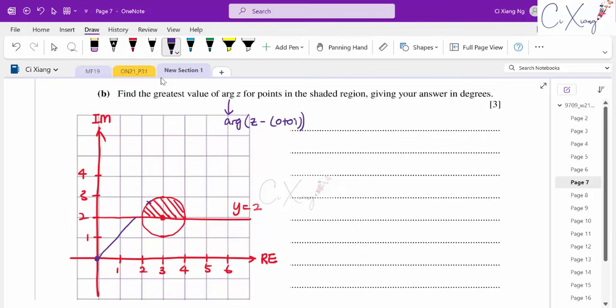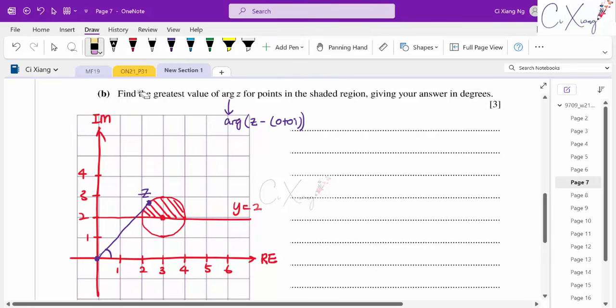Wait, let me draw first. So this is the last point where you move the ruler from (0, 0) and still touch the shaded area. And this is Z. They are asking us to find the argument of Z. To me, this is the largest angle I can get, because if your Z is somewhere else in the shaded area, you can see that the argument is smaller. So for the largest one, you move your ruler up until the very last point where it touches the shaded region from (0, 0). This is the last point that we can get.